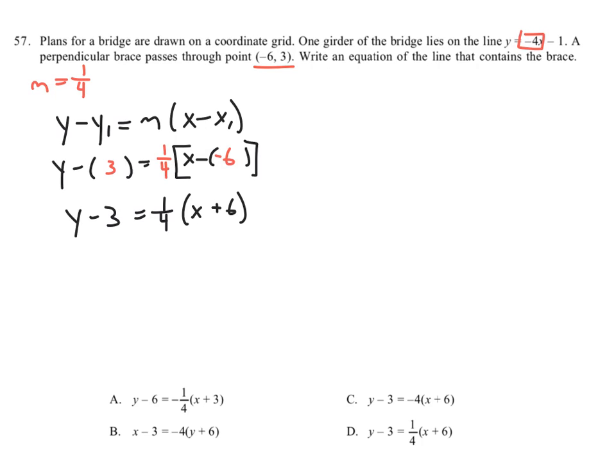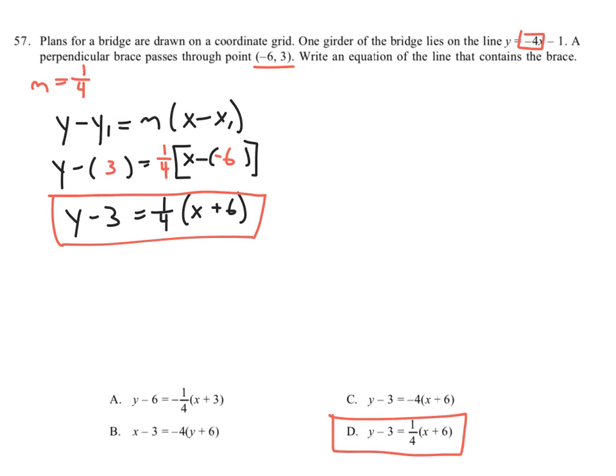Okay, but you see down there in their answers, the answers that they're giving us are using point-slope form, because that's the obvious, easiest form to write. So what are we looking for? We're looking for y minus 3 equals 1/4 parentheses x plus 6, and that is answer D. Done.